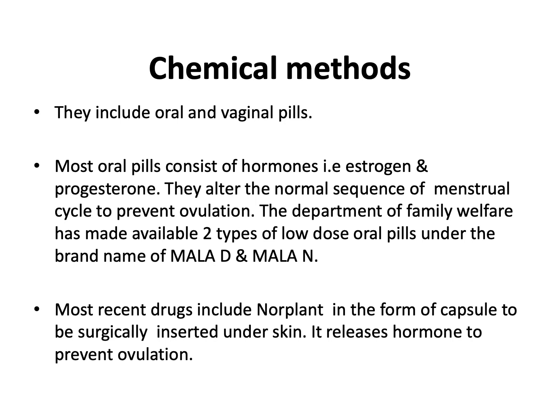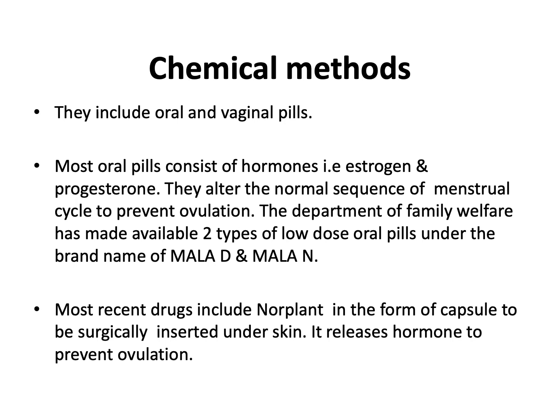Both these pills bring about family control by delaying ovulation. These pills contain hormones, estrogen and progesterone, and they alter the normal sequence of the menstrual cycle in a female so that ovulation doesn't happen, which is an important thing to happen for a normal pregnancy. In the Department of Family Welfare, we have made available two types of low dose oral pills free of cost to individuals under the brand names Mala D and Mala N.